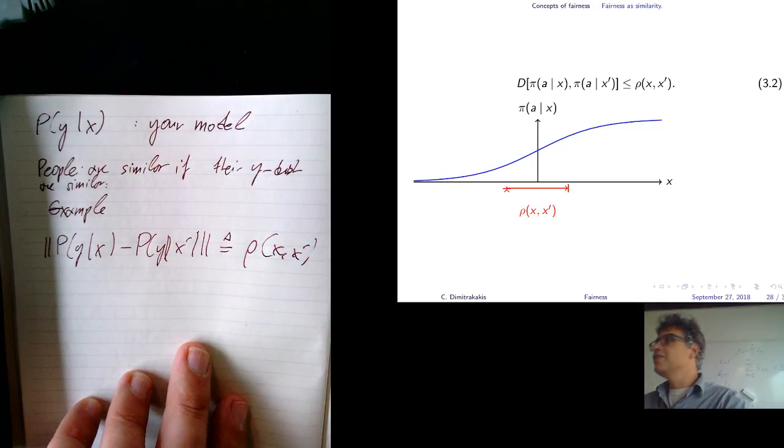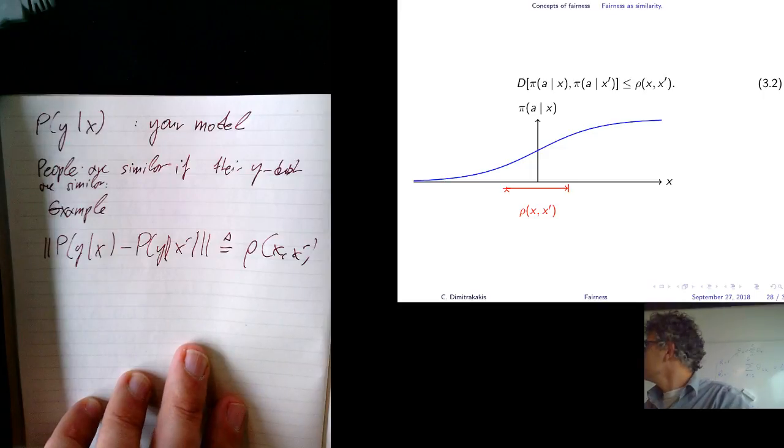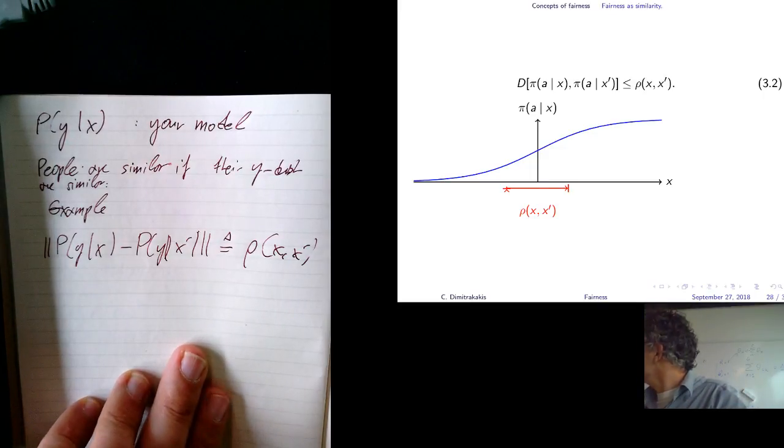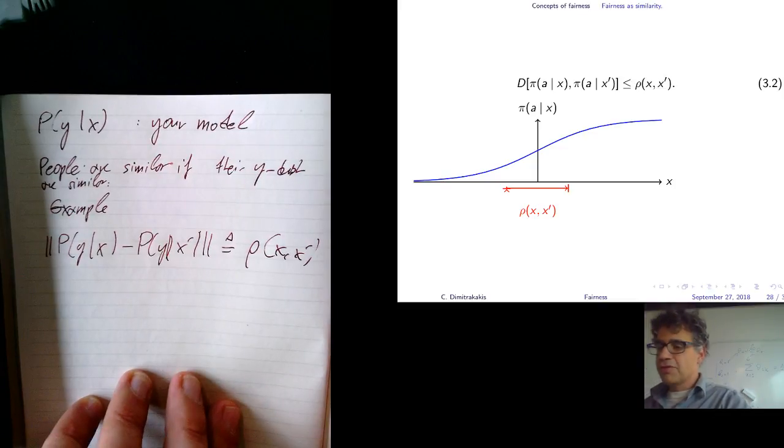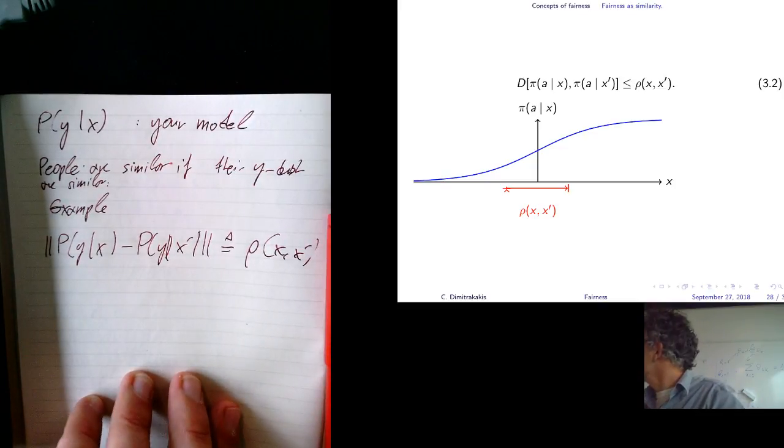So two people might be very different in terms of what their x is, but if they result in the same quality distribution, then you should treat them equally. So that's one idea. It's not the only idea out there, but in terms of these kind of meritocratic decisions, it makes sense.